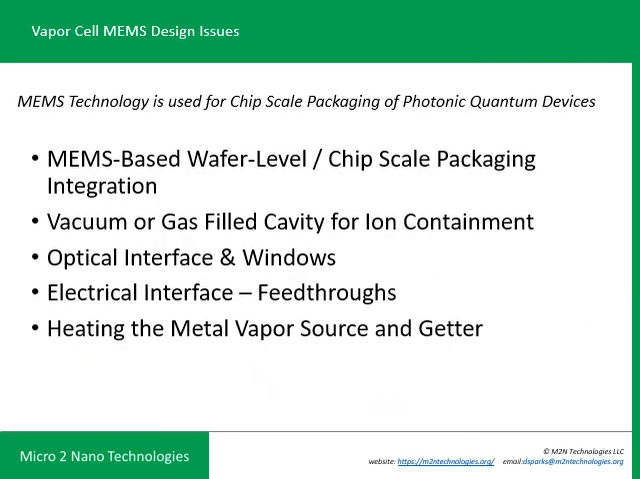So for photonic quantum devices, we're going to use this chip scale packaging capability. We're going to be able to create a vacuum cavity, or maybe partially fill a special gas in that cavity, which will be the ion, and this cavity will contain the ion and allow it to float freely and become a qubit. It's going to need optical interfaces or windows. It's going to need electrical interfaces, and you're probably going to need heating for the metal vapor source.